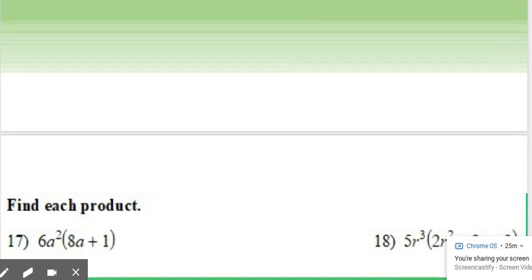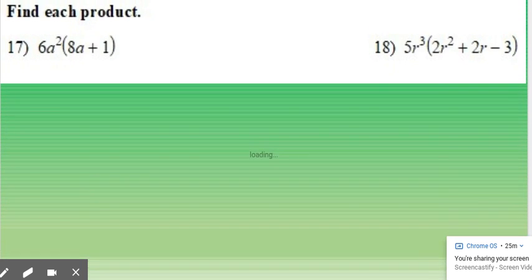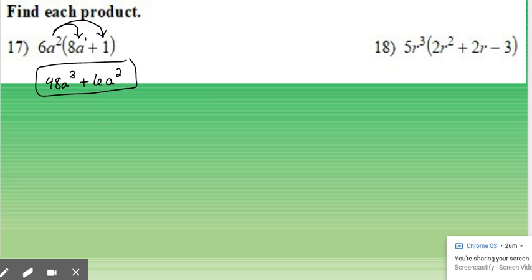All right, let's do a couple of these little distribution property problems. So pause video and do 17 and 18 from your worksheet. So we're just straight distributing here. 6a squared times 8a. Remember, 6 times 8 is 48, but don't forget when you multiply the a's to add the exponents. So it's 48a to the third. 6a squared times 1 is positive 6a squared. And that's it. Nothing else to do.